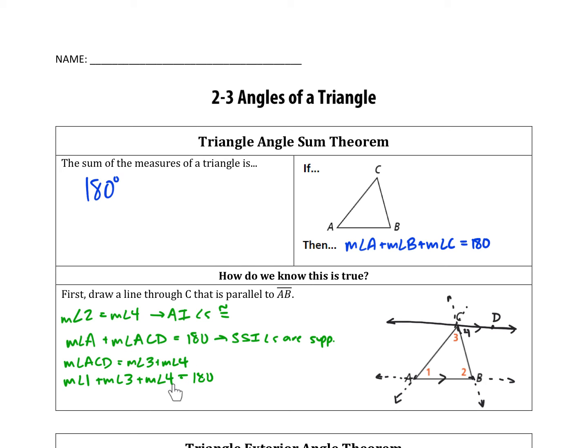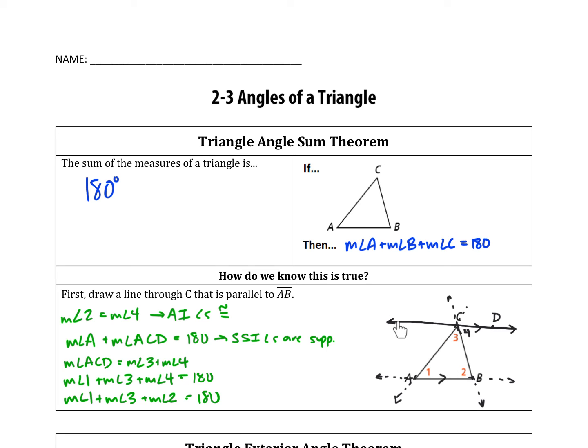Then I'm going to replace this angle 4 with angle 2 because right up here I said that those are interchangeable. They're equal to each other. So the measure of angle 1 plus the measure of angle 3 plus the measure of angle 2 equals 180, and there I've got a statement that says, hey, these interior angles are going to add up to 180. So that's kind of the way we would prove that in this picture angles 1, 2, and 3 would have to add up to 180.